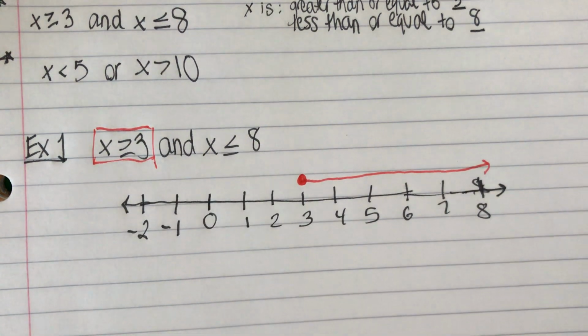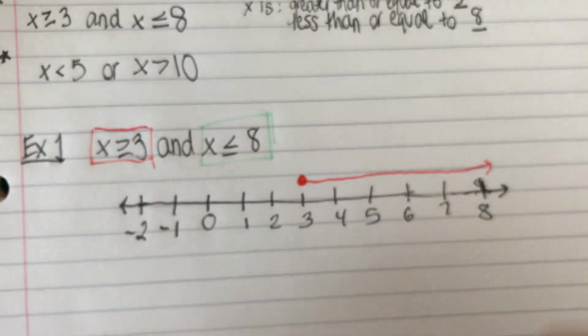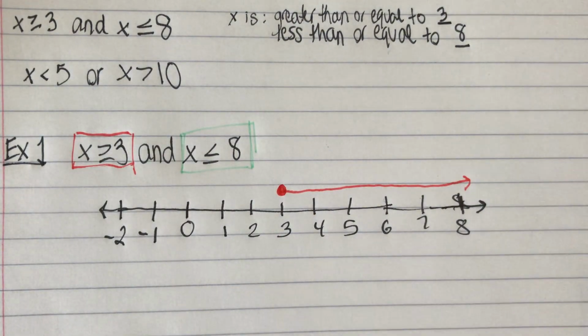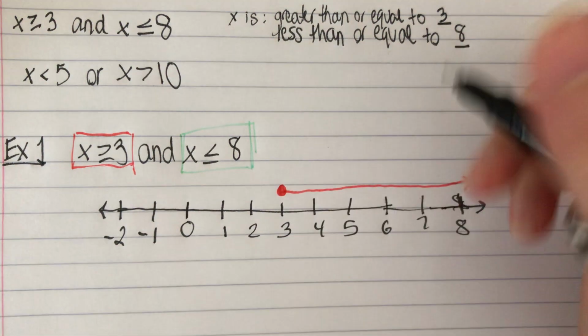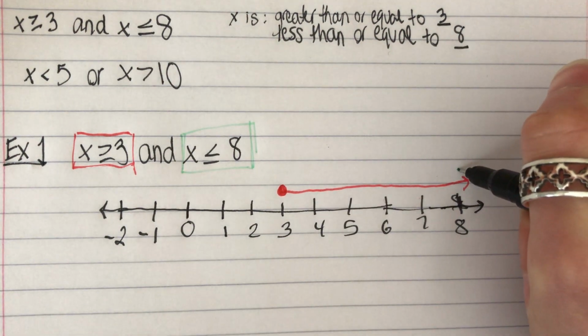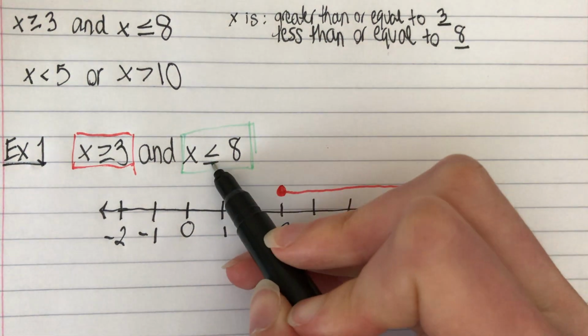Now let's look at the second piece, and I'll do that in a different color. x is less than or equal to 8. Well, that's kind of a hard green to see. So we look at 8, we find 8 on our number line. Here it is right here. And we'll go ahead and graph this one above the red one that we just did. So I'm going to make a closed dot because of this half equal sign here.